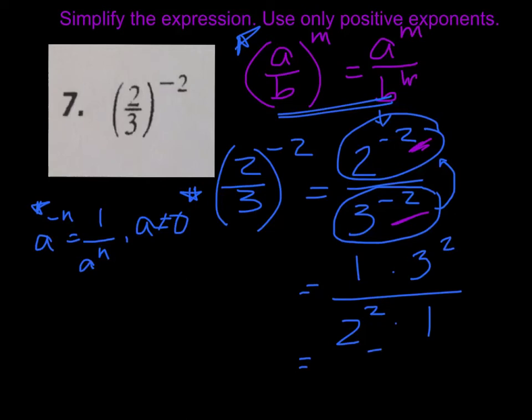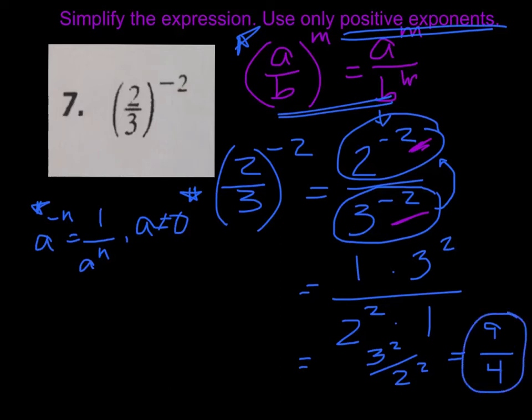So my final answer is 3^2 divided by 2^2. And I can leave it that way because it says only positive exponents. If you wanted to take it a step further, since you can do that, the correct answer is 9/4. Final answer for number 7.